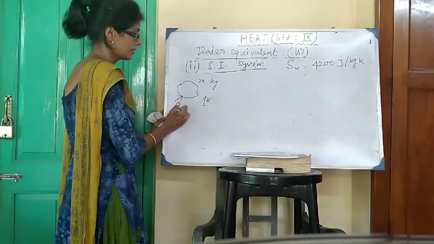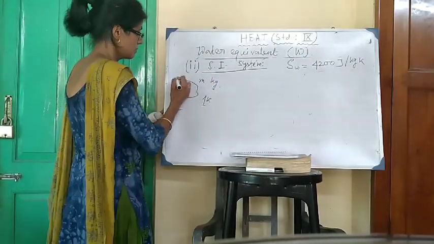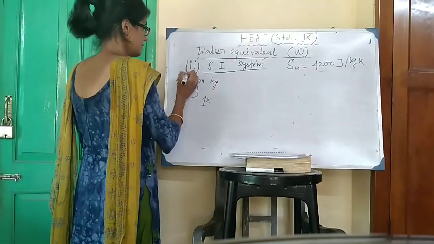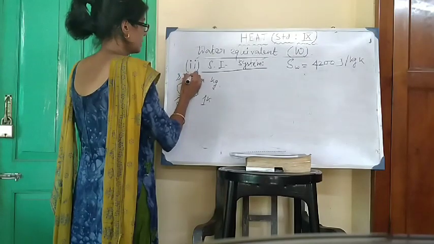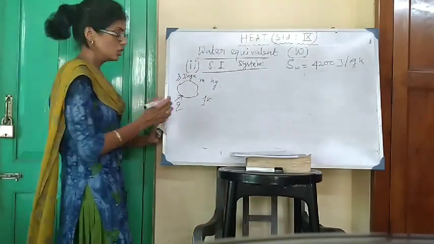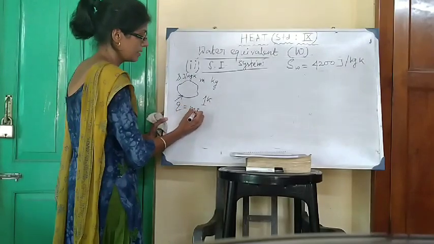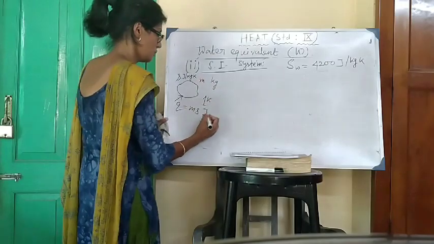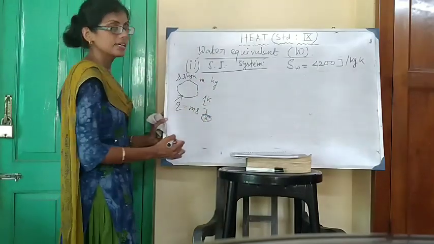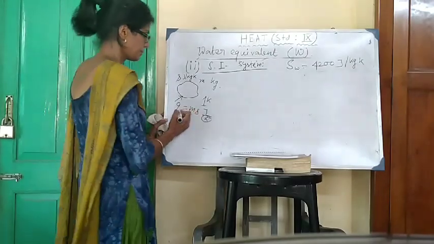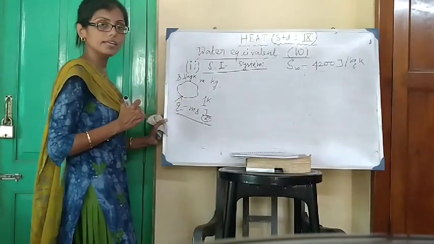Supplying the heat Q from outside. Specific heat of the body is s. What is the unit? Joule per kg Kelvin. That is the specific heat of the body. So Q is nothing but ms joule per Kelvin. Kelvin means the increase in temperature of the body. Okay, ms joule per Kelvin.